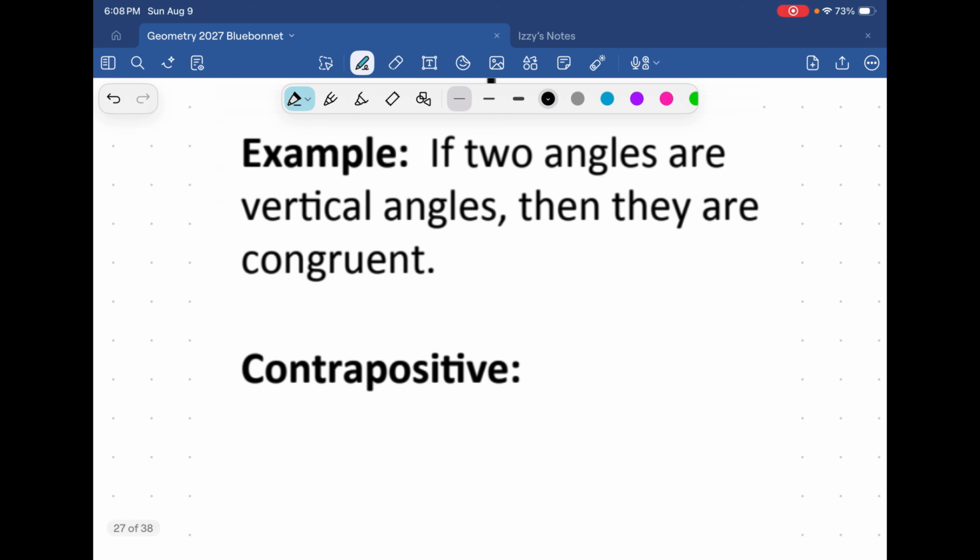If two angles are vertical angles, then they are congruent. Let's identify our hypothesis and conclusion. Go ahead and pause the video and see if you get the hypothesis and the conclusion correct.